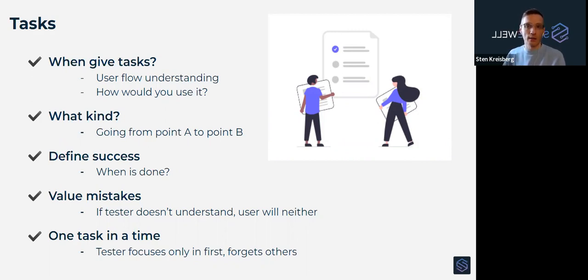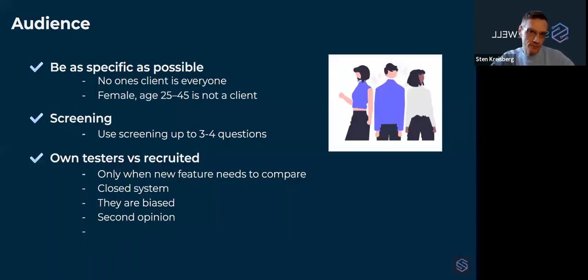So it's always value the mistakes. And as mentioned with questions also, give only one task at a time because it is important. Then the tester can focus on the first and only question or task, and they might forget the other ones if there are too many at the same time.